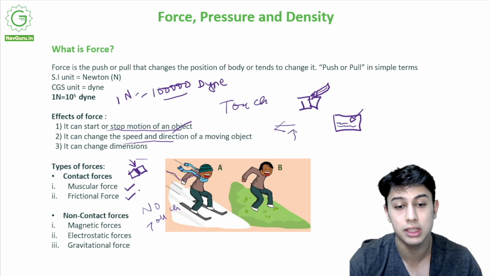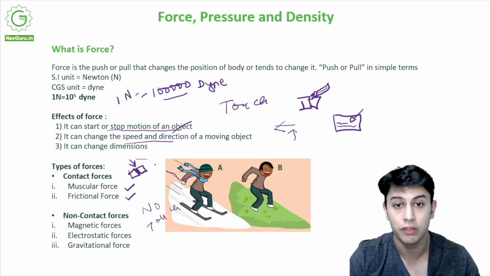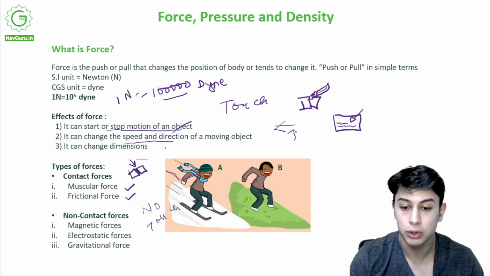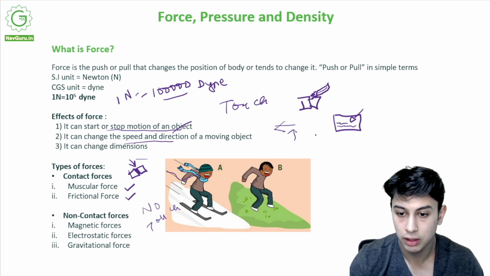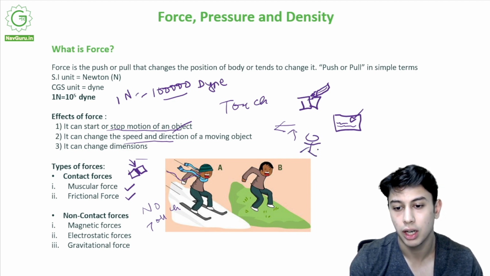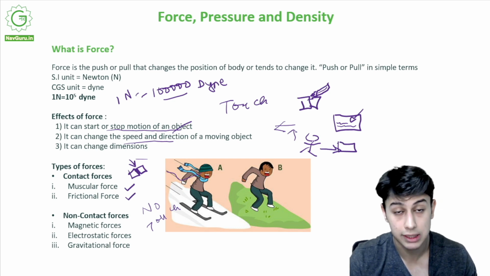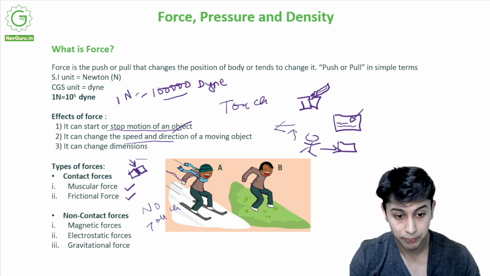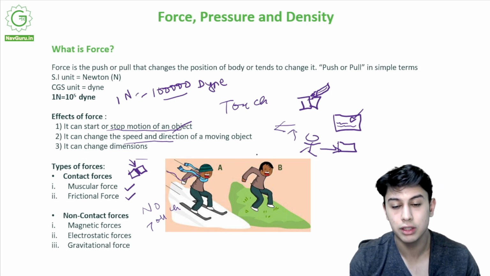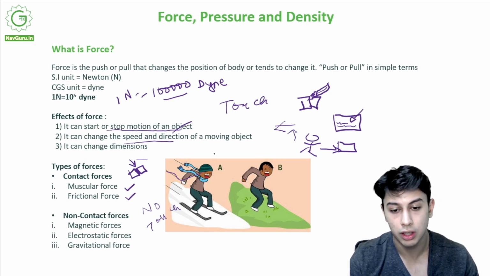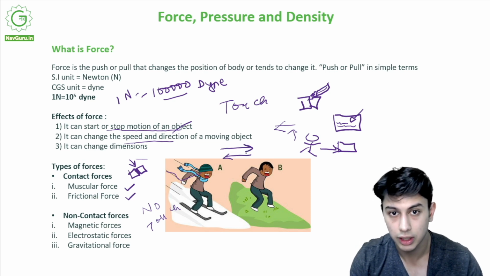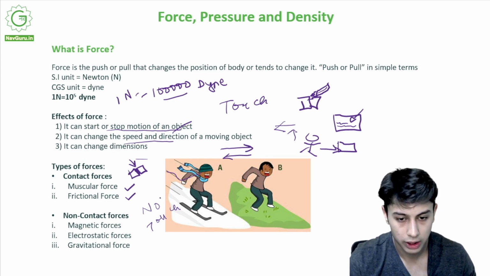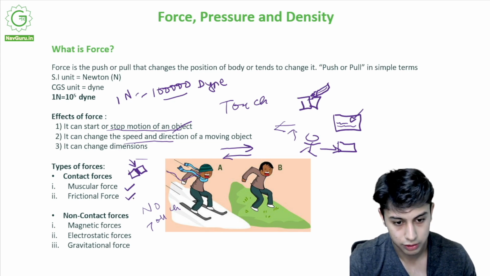A muscular force is the force you apply with your muscles, through your body. Supposedly there is a boy and he pushes a block. That is using his muscles. It is the muscular force. A frictional force is the opposing force. If you're going in this direction, there is something dragging opposite you, that is friction. It is a frictional force. We'll go into the details, just know the names for now. Muscular force and frictional force.